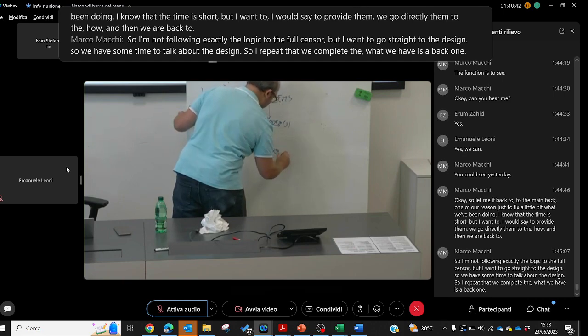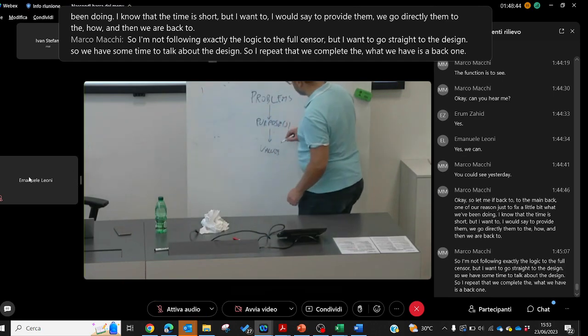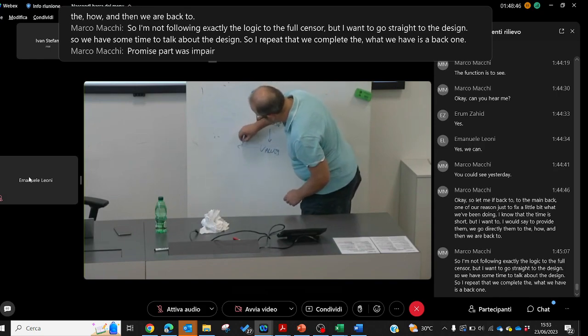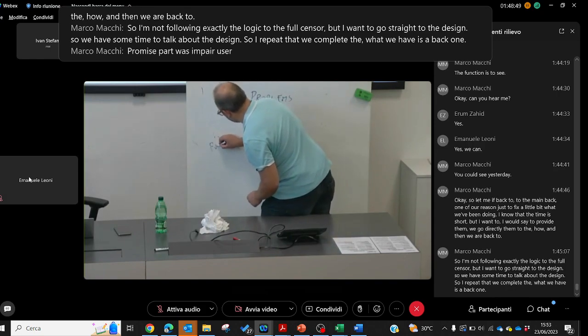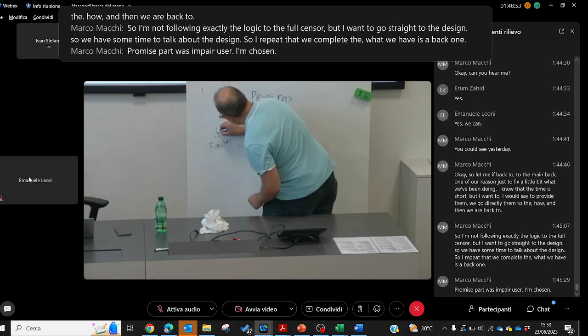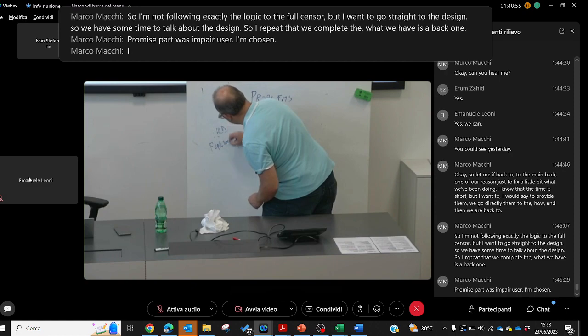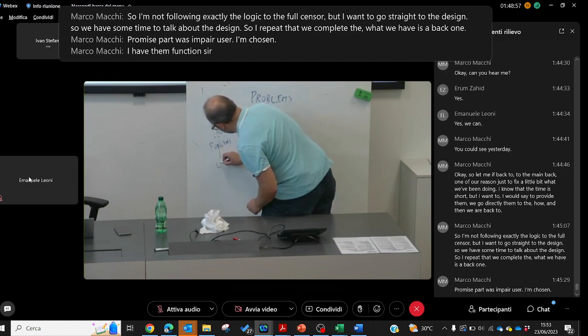Values, purpose and values, functions, high-level functions, breakdown in low-level functions, and then objects.